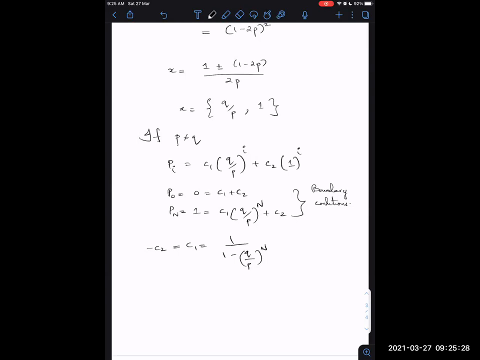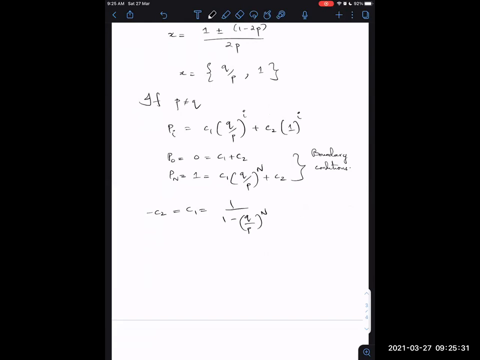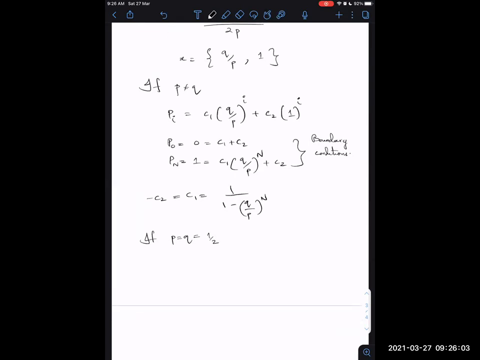So now we'll see the case where p is equal to q. What do you mean by p equal to q? p and q are probabilities, and q is 1 minus p. So if p is equal to q, what is the value of p? What is this value? Yeah, exactly, half. So now we need to solve this for half. We have a repeated solution since p is equal to q.